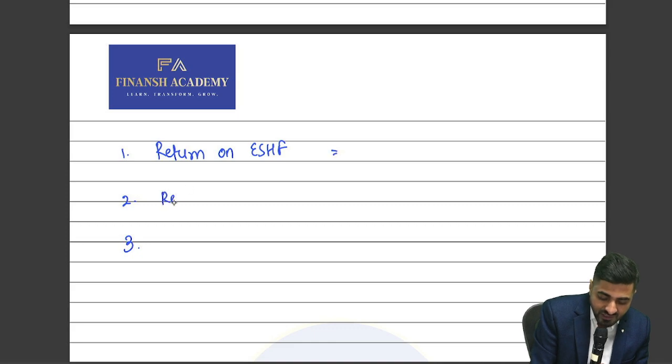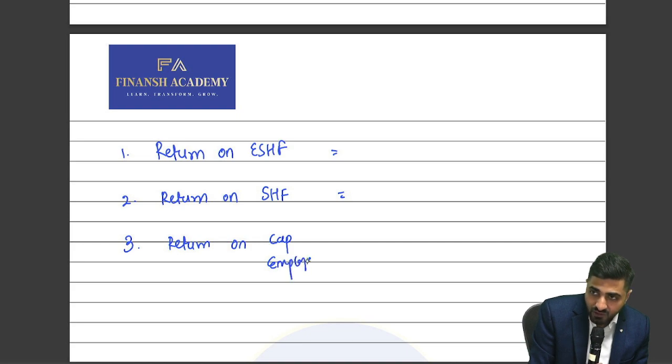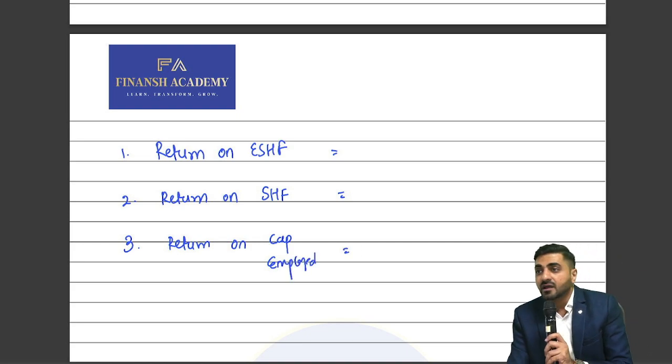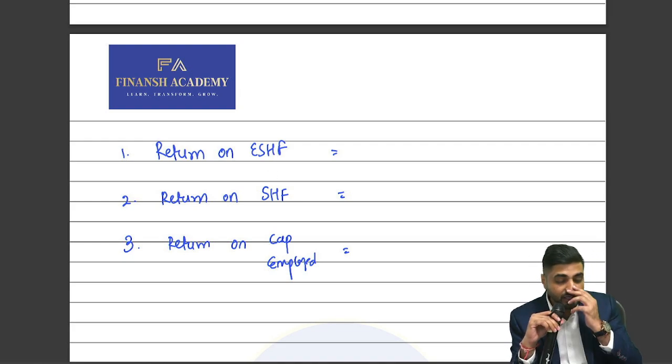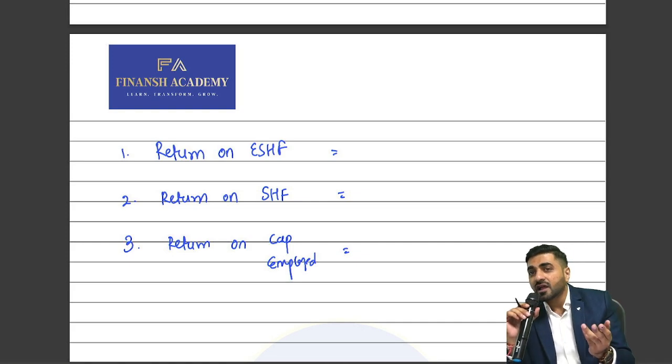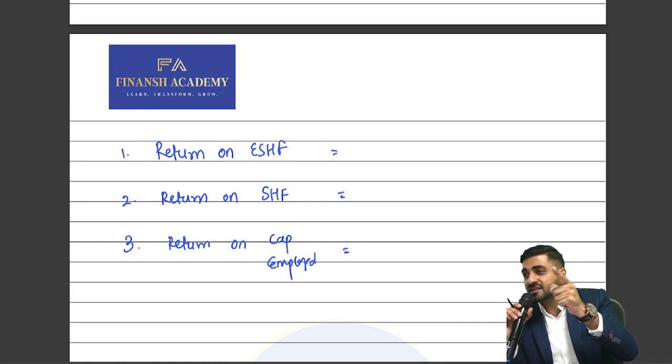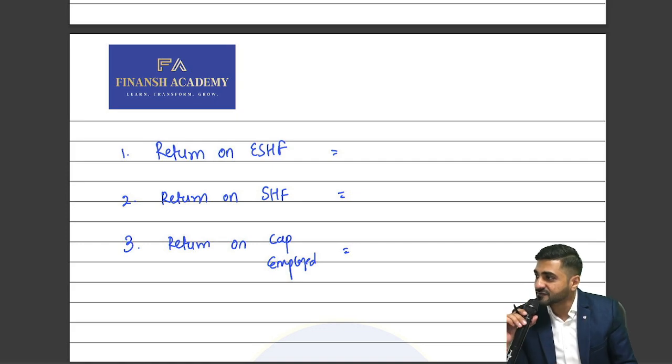Then there is something which is called return on shareholders funds. Then there is something which is called return on capital employed. Now please tell me one thing. First of all, is there a difference between return on equity shareholders funds and return on shareholders funds? In shareholders funds, will there be preference shares? Yes, in shareholders funds there will be preference shares. In equity shareholders funds, will there be any preference shares?